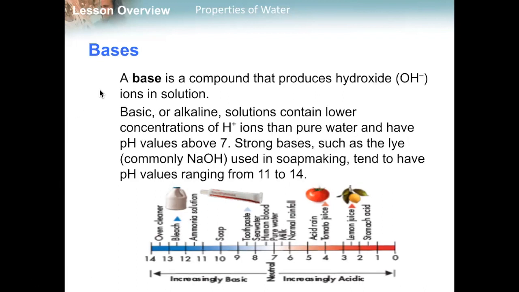A base is a compound that produces hydroxide ions in solution. Basic or alkaline solutions contain lower concentrations of hydrogen ions than pure water. Strong bases such as the lye used in soap making tend to have pH values ranging from 11 to 14.